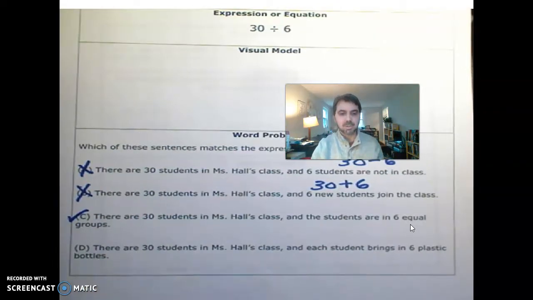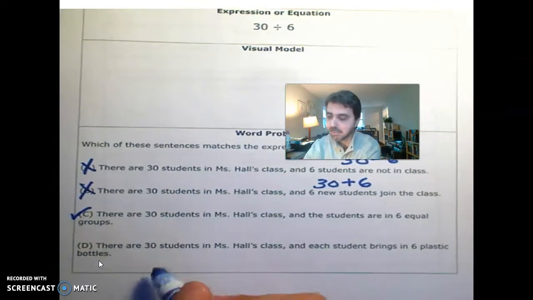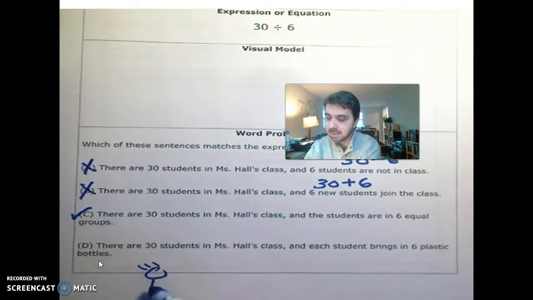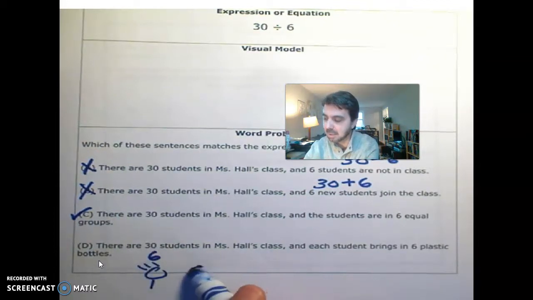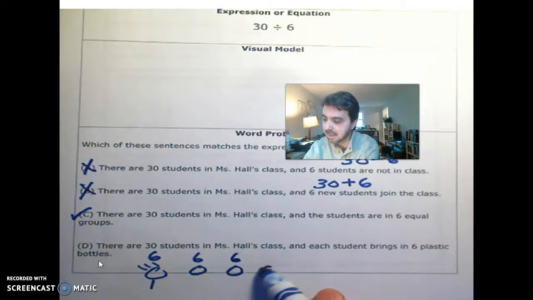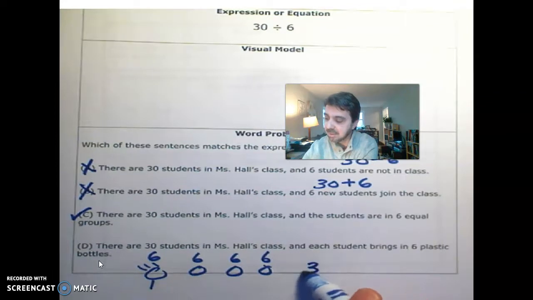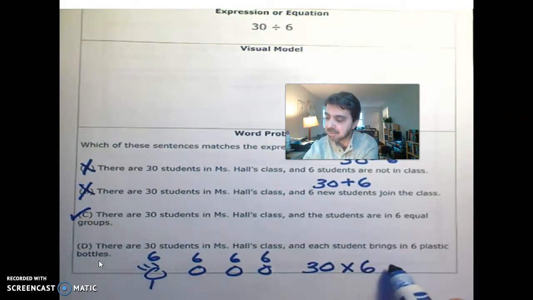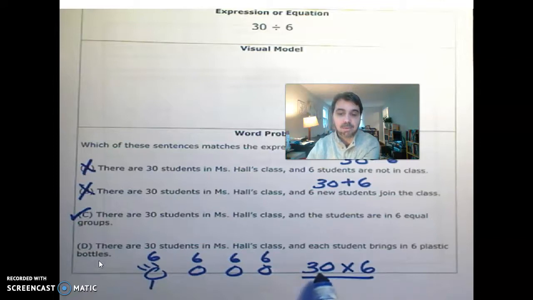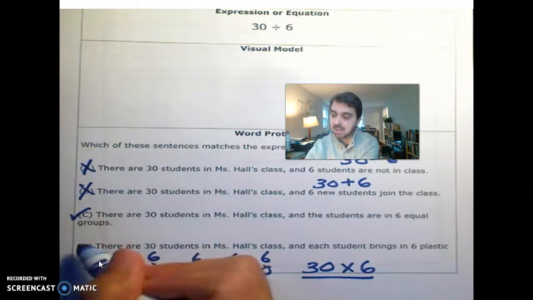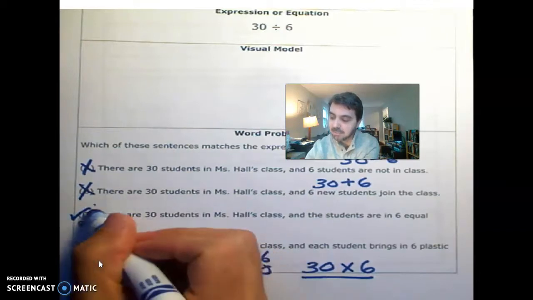There are 30 students in Ms. Hall's class. We know that. And each student brings in 6 plastic bottles. Whoa, each student. So if I have one student, she brings in 6 plastic bottles, and another one, that's 6, and another one, that's 6, and another one, that's 6. This sounds like multiplication, where if you have 30 students and they each bring in 6 bottles, that would represent that problem. So that's multiplication. So it can't be that one. So yes, we're right. It's this one. So I'm going to circle C.